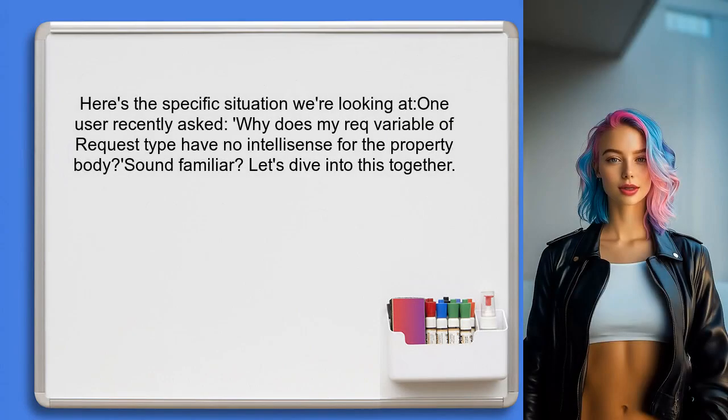Here's the specific situation we're looking at. One user recently asked, "Why does my req variable of request type have no IntelliSense for the property body?" They were confused and frustrated, and I bet many of you can relate. Let's dive into this together and find a solution.